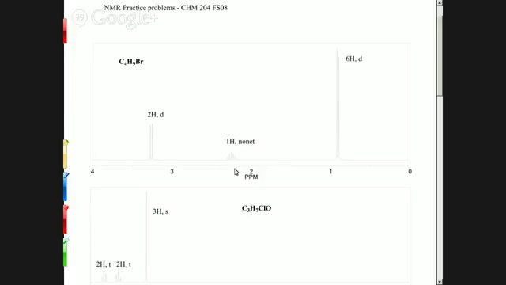Can I ask you something? Apart from knowing that it's a doublet, triplet, et cetera, is there anything else I should know? That tells you how many neighboring hydrogens you have. So the doublet was one adjacent, and that's all you can learn.